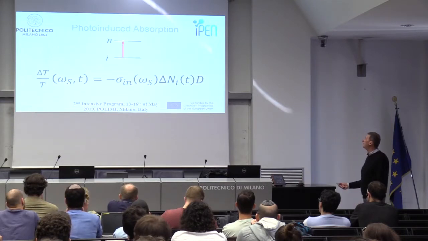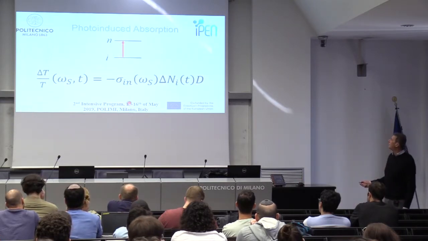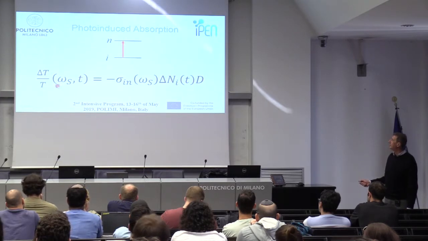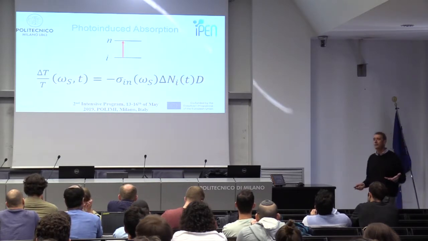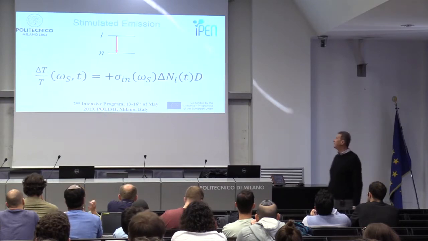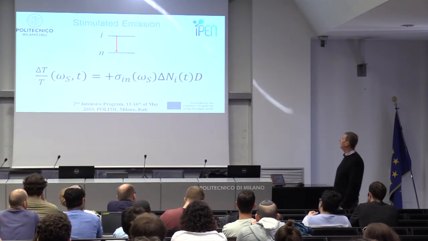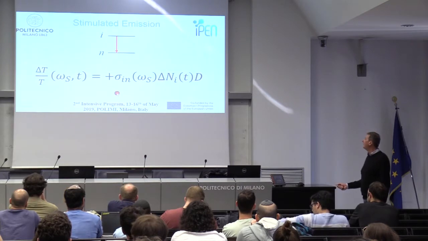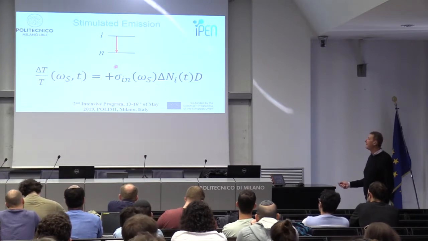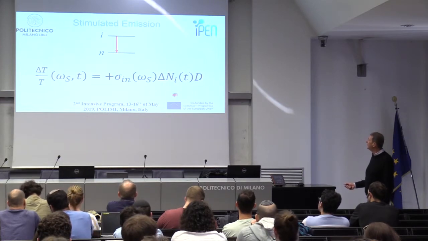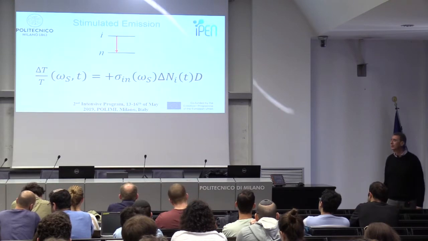Let me show you. The photo-induced absorption always gives you a negative contribution in delta T over T, and you see it's given by the change in the population in the state and the cross-section of the transition. And that's the way you can reproduce your data. Stimulated emission is positive, opposite, and again this is a number, or if you want, a spectrum, so it's a spectral shape multiplied by a kinetics, which is a population. That gives you the stimulated emission in your sample.